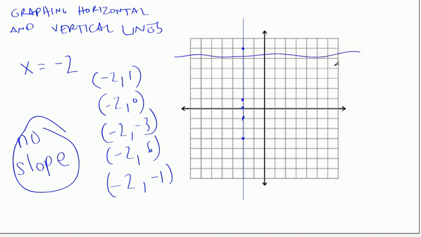A horizontal line, that's terrible, I'm going to do another one here. A horizontal line always has a slope of 0. No slope for an x, 0 slope for a y.